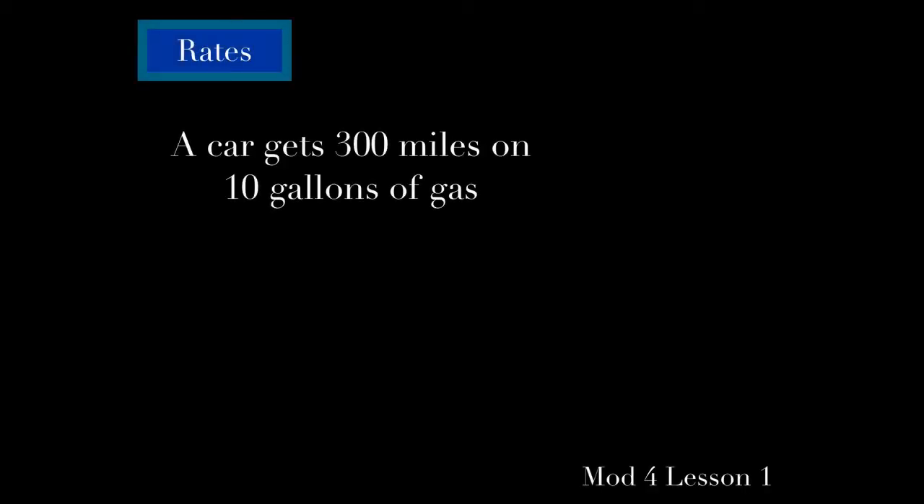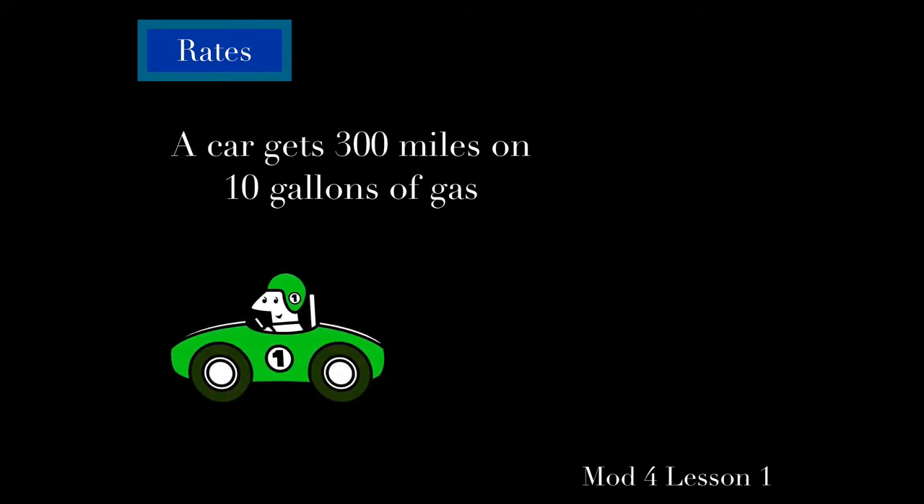Let's say I have a car that gets 300 miles on 10 gallons of gas, meaning you can put 10 gallons of gas in your car, and your car will go for 300 miles. Well, this is a rate, and the rate would be 300 miles to 10 gallons, right? So here's the ratio, 300 to 10, but it becomes a rate because we're comparing two different units.